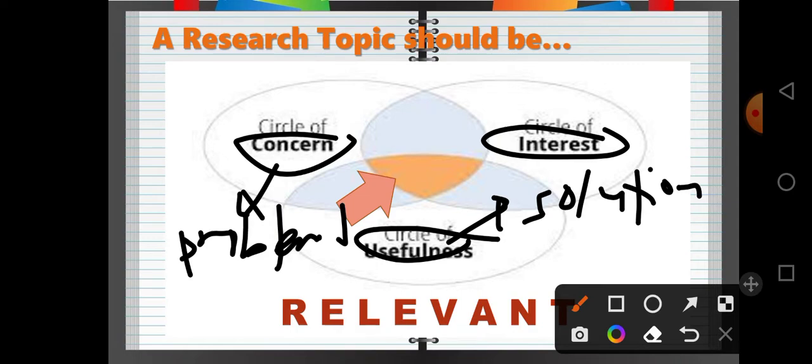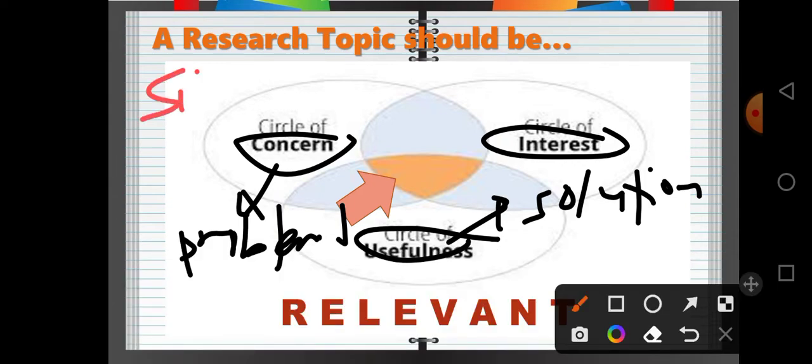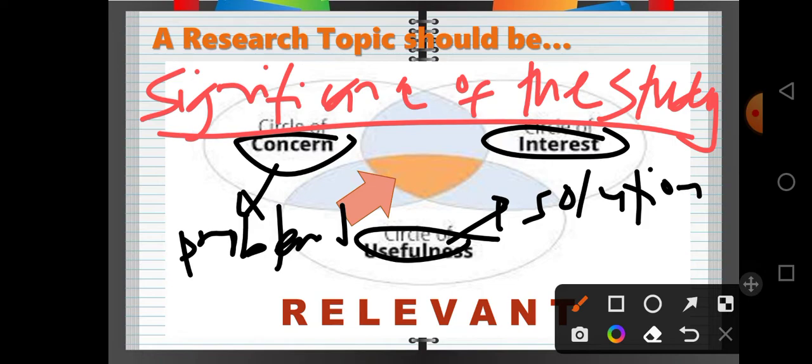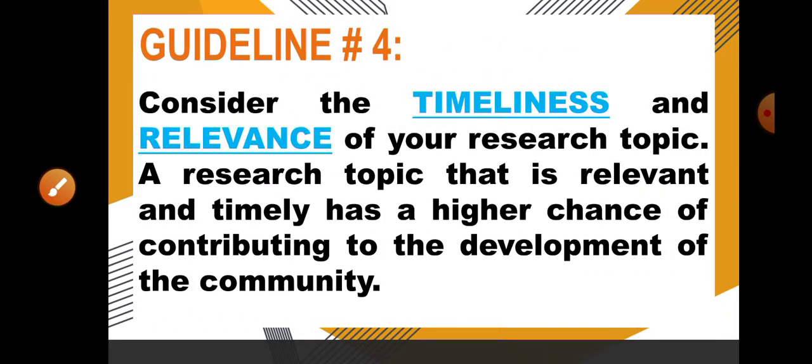So that is what we mean by relevance. The relevance of one's research study can be found in the significance of the study portion of the research paper. So combining these two elements, the research topic being timely and relevant, we can formulate the fourth guideline, which is that we should consider the timeliness and relevance of your research topic.